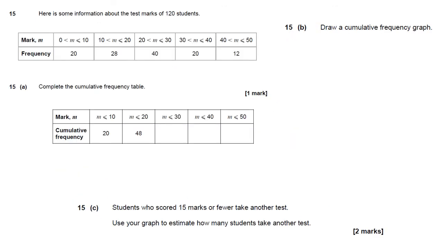Question 15 is cumulative frequency. So we're given a set of marks in the range 0 to 10, 10 to 20, and so on. And we're told how many students are in each of those brackets. So the cumulative frequency table is just found by adding on the amount that we had before plus the next bracket. So 20 plus 28 gives us this 48. Add on the 40, that'll give us 68. Add on the 20, that will give us 88. And then add on the 12.